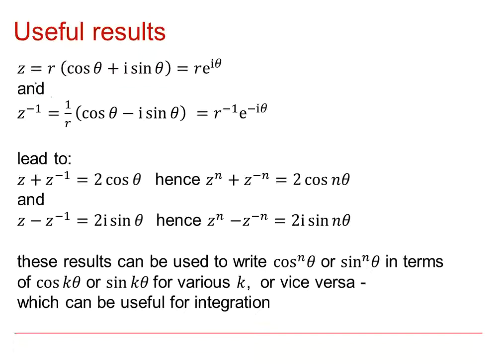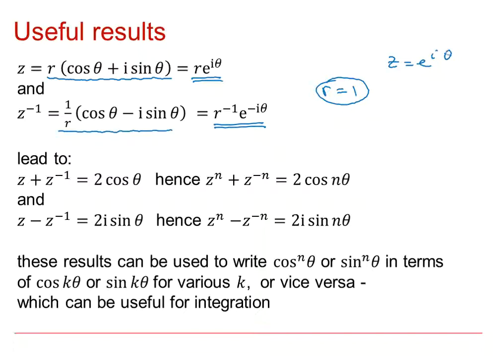We've previously shown that z, written in this modulus argument form, is equivalent to this exponential form, and that z to the minus 1 is equivalent to this exponential form. If we look at the case where r is 1, then these become z equals e to the i theta, and z to the minus 1 is e to the minus i theta. So if we added these together, we can see that they would add together to give 2 cos theta, and if we subtracted them we get 2i sine theta.